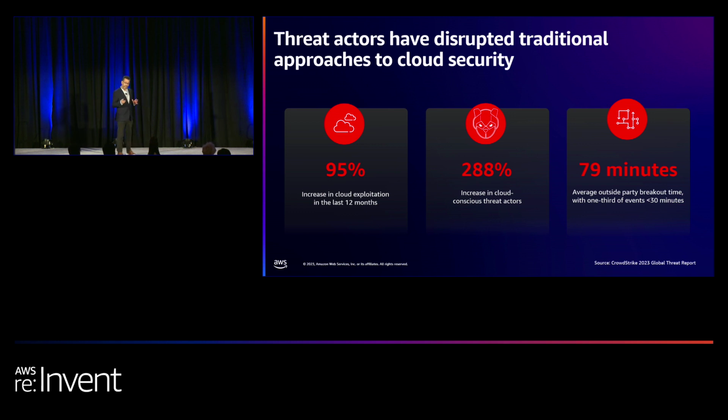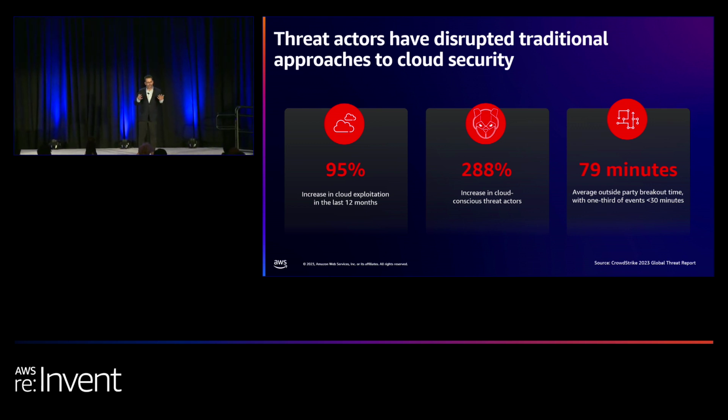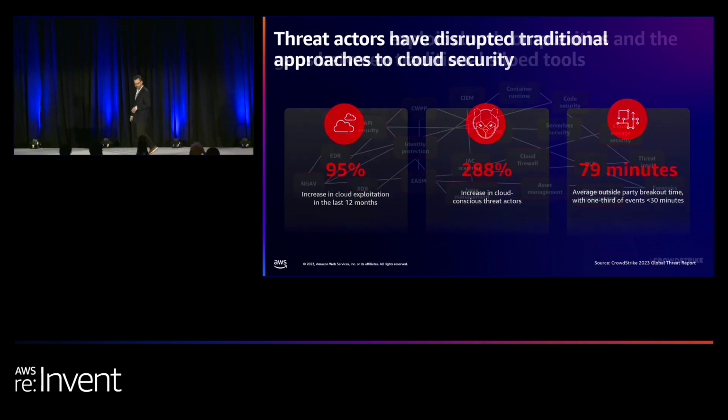The 79 minutes, last year, it was 95 minutes. Early this year, 84 minutes. The fastest lateral movement we've observed is 7 minutes. So you don't really have time to figure it out. You need to act quickly, and you need protection that will act on your behalf.